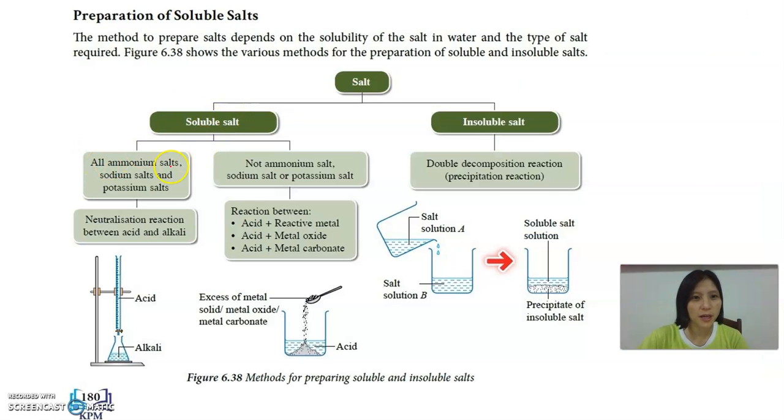So for soluble salt, there are two methods. For ammonium salt, NH4+, sodium salts, Na+, and potassium salts, what we must do is neutralization using the titration method. Whereas if it's not ammonium salt, not sodium salt, not potassium salt, then we use either an acid with a reactive metal, or an acid with metal oxide, or an acid with metal carbonate. So ask yourself, we want to prepare zinc sulfate, right?